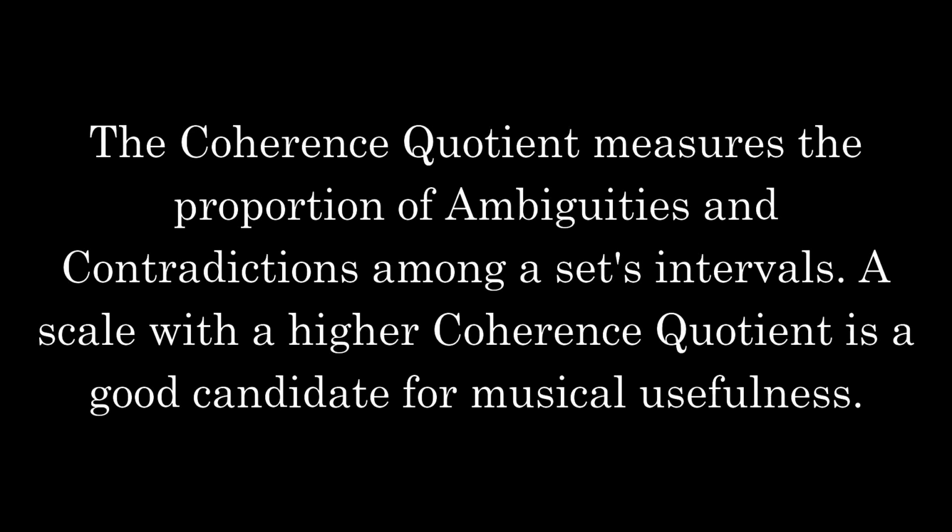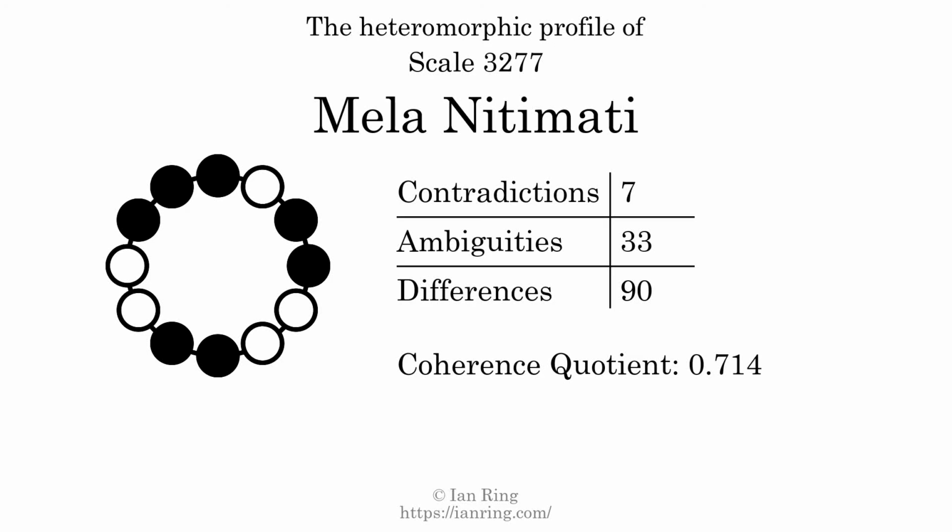The coherence quotient measures the proportion of ambiguities and contradictions among a set's intervals. A scale with a higher coherence quotient is a good candidate for musical usefulness. The coherence quotient is 0.714.